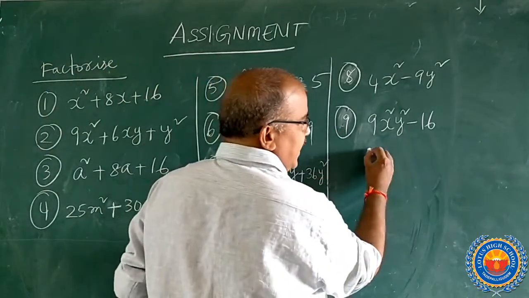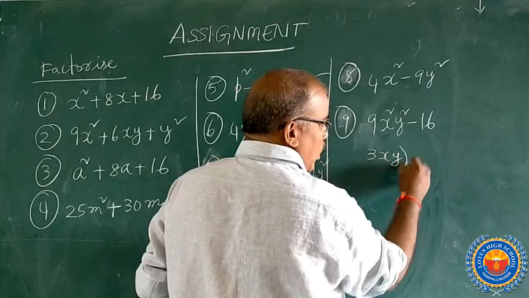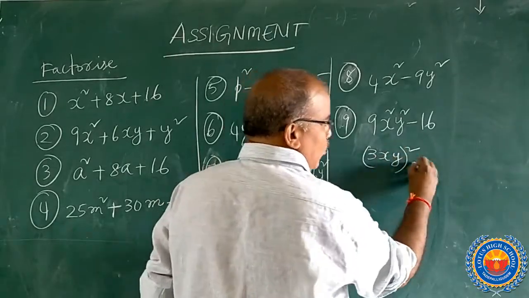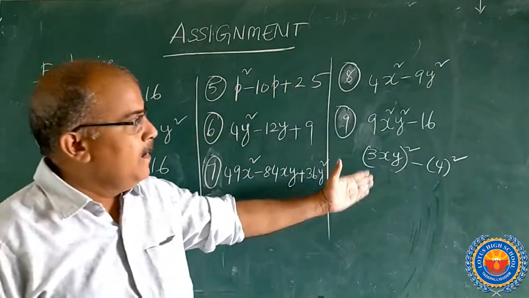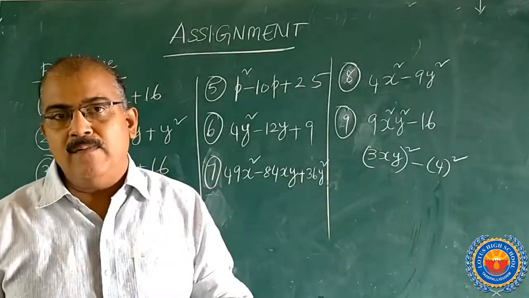Here, if you want this, you can write 3xy whole square. This you can write as a whole square. So easily you can write this answer. So all 9 sums solve and send to your class teacher.